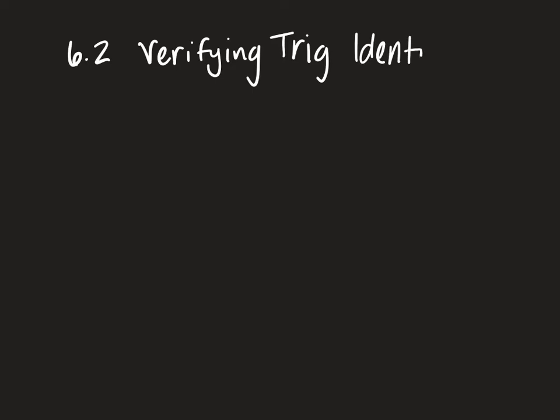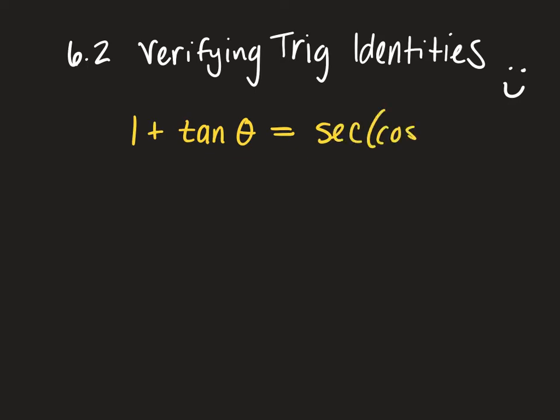All right, so 6.2, we are verifying trig identities. And we're so excited about that, right? Okay, so we're just going to jump in with an example because that's going to be the easiest way to talk through this. So we want to verify that 1 plus tangent theta is equal to secant times cosine theta plus sine theta.